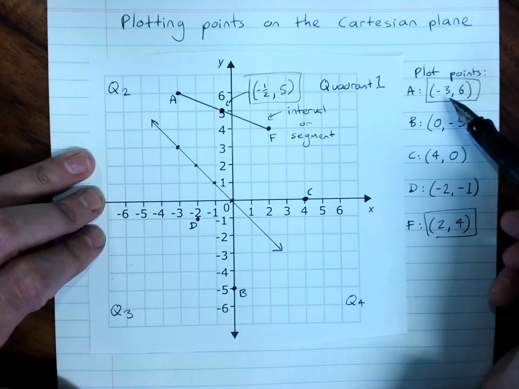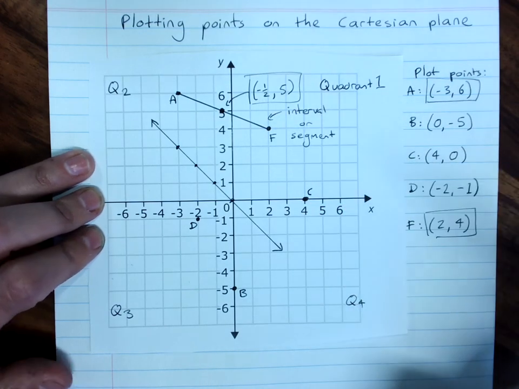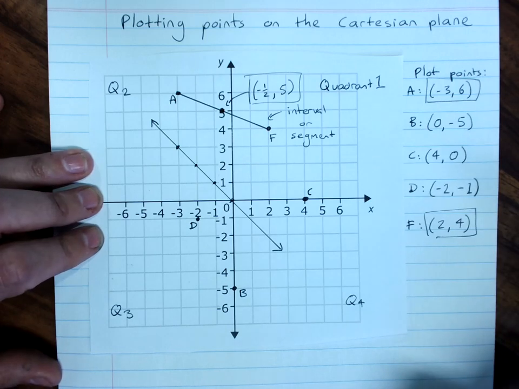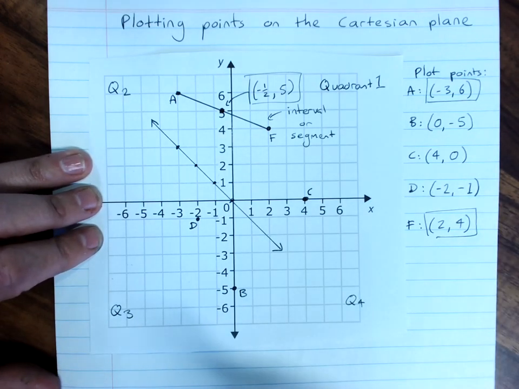I had -3 on the x and 2 on the x. How would I get -1/2? So when you get to that question, see if you can start making some predictions. So that's a reminder about the number plane or the Cartesian plane.